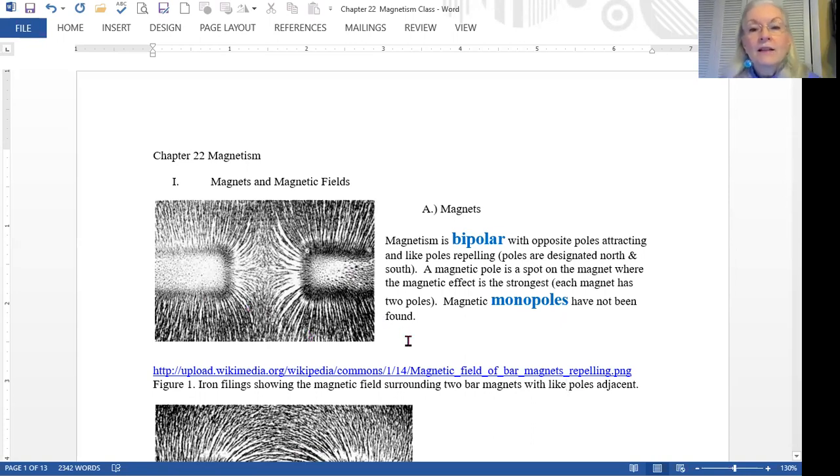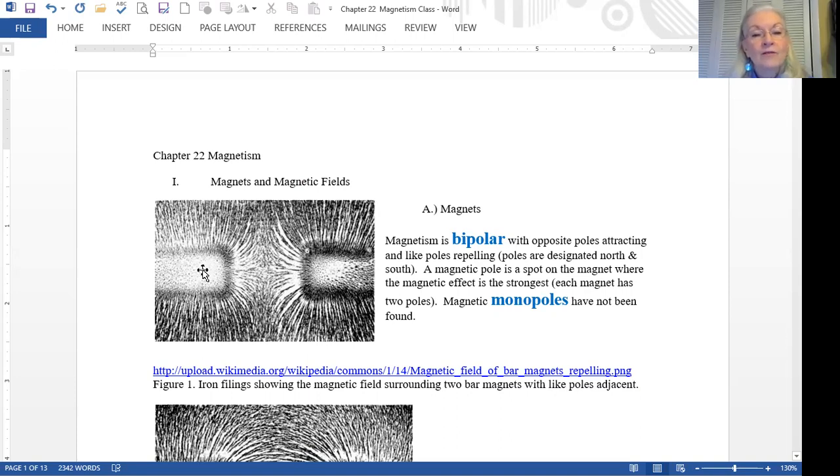With magnetism, it follows some of the rules that we're used to with electric charges. Magnetism is bipolar. So we have a north pole and a south pole. Like poles repel, opposites attract. And so you can see in this drawing how the magnetic field lines are repelling each other.